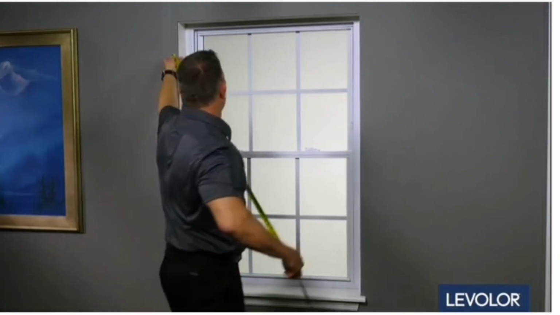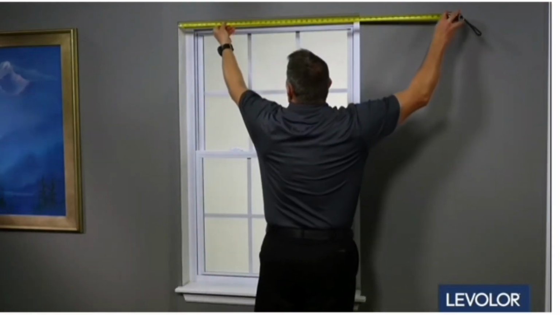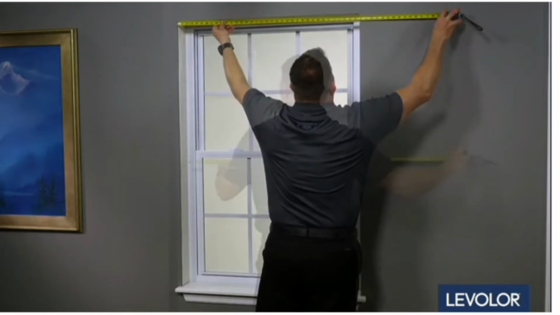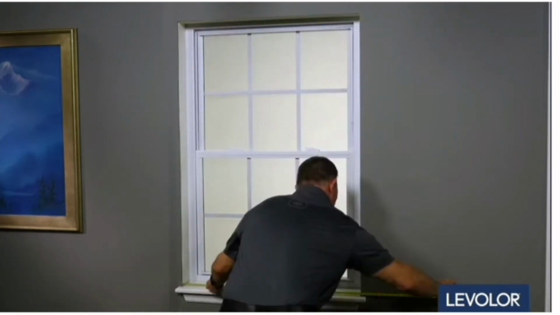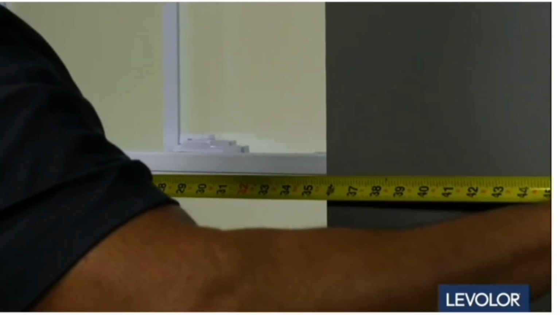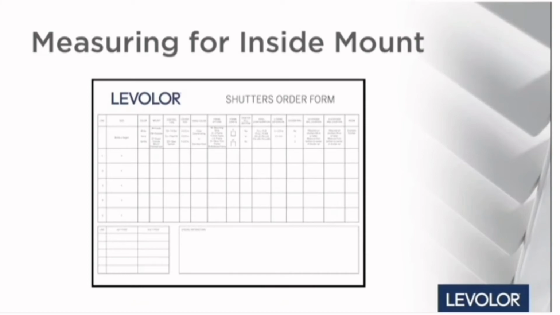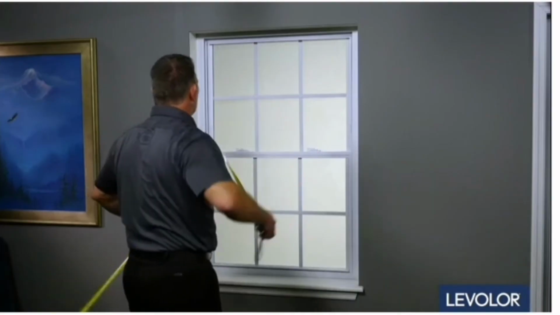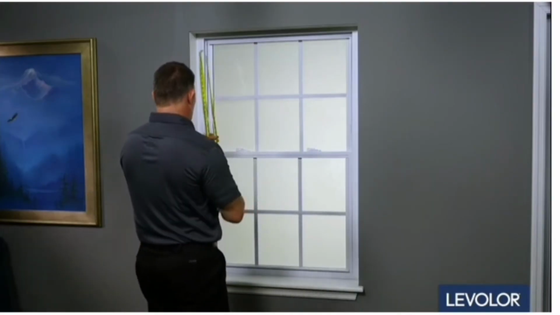Measure the inside width of the window in 3 locations with a metal tape measure: top, middle, and bottom. Record the smallest or tightest inside measurement of the 3 to the nearest 1/8 inch and note this on the order form. Repeat the same process for measuring height.